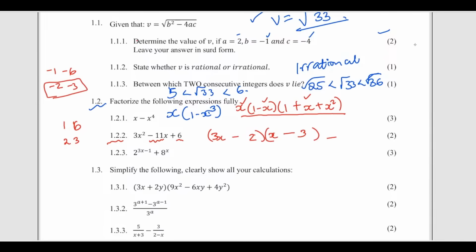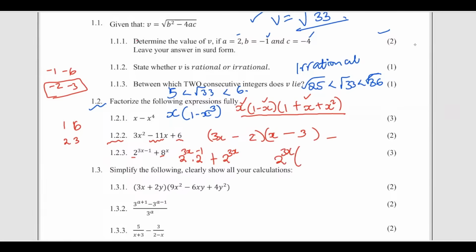Then for 1.2.3, I have to do the splitting up. This is a base of 2, this is a base of 8. I need to change it around. So 2 to the 3x minus 1 is the same as 2 to the 3x multiplied by 2 to the negative 1. Plus, we know that 8 is the same as 2 cubed, but then there is that x. So what is common here? 2 to the 3x is common.